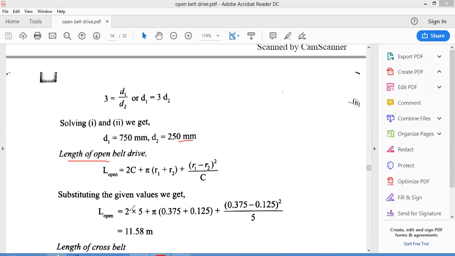Now substituting the values here, 2 into C, where C is 5 meters, so 5 pi. For the radius of the pulley, we have d1 and d2, so take the radius of these. You'll get 0.375 and 0.125 respectively for R1 and R2. Substitute similarly over here, and the length of the belt required for this setup will be 11.58 meters. So this should be the length of the belt if we have two shafts at a distance of 5 meters and for these respective radius or diameter values, if it is going to be an open belt drive.